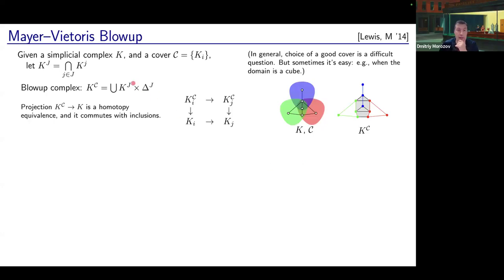One idea was based on this Mayer-Vietoris blow-up complex. The idea is the following. Suppose you have a simplicial complex that you can partition into different subsets. I have the green set, the red set, and the blue set. Anything in the green set, I'm going to call the green subcomplex. Anything in the blue set, the blue subcomplex. Anything in the red set, the red subcomplex.